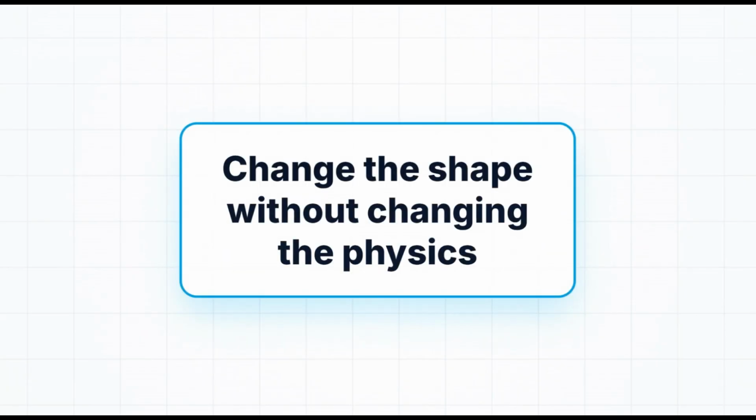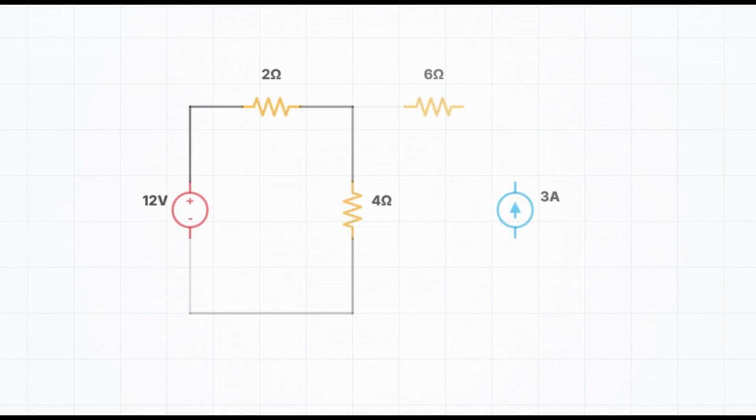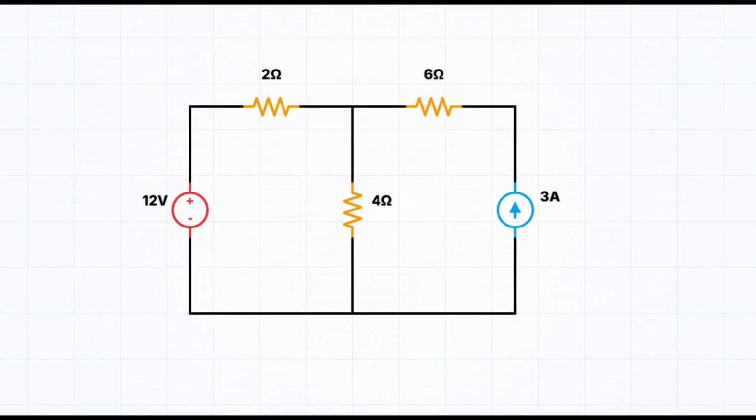What if I told you that you could change the shape of the circuit without changing its physics? What if you could turn a voltage source into a current source, just by following a simple rule? This is called source transformation. It allows us to simplify complex networks, step by step, until they become trivial. It is the art of circuit shapeshifting.